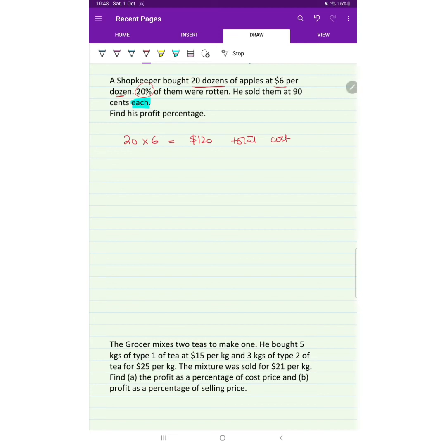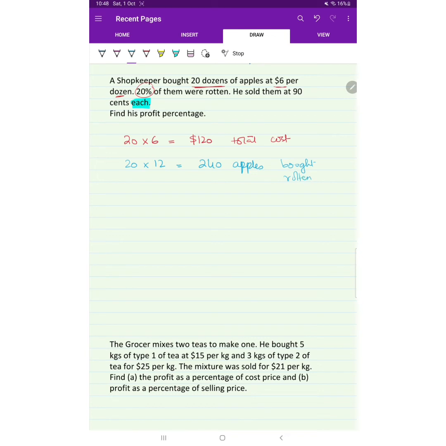So I've got total cost. Okay, then it says, how many apples do I have? I have 20 dozen, and every dozen has 12 apples. So 20 multiplied by 12 will give me 240 apples. These are the apples that the shopkeeper bought. But how many apples will he be able to sell? Let's find out the rotten ones first.